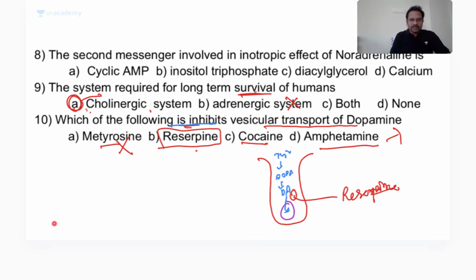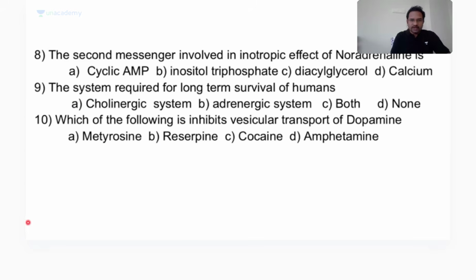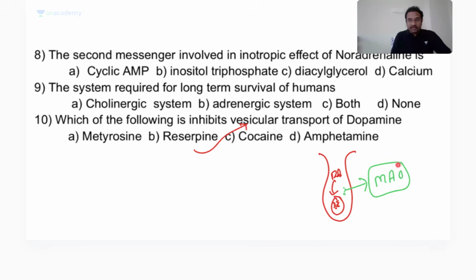So reserpine is the one which inhibits vesicular transport of dopamine. What happens is, see, if this is the neuron end, dopamine gets into the vesicle. There is a reason for that. Inside the vesicle, dopamine is converted to norepinephrine. The reason why it is getting inside is that inside the neuron you have certain enzymes, monoamine oxidases. They will metabolize dopamine as well as norepinephrine. To escape metabolism from monoamine oxidase, it gets into this vesicle.